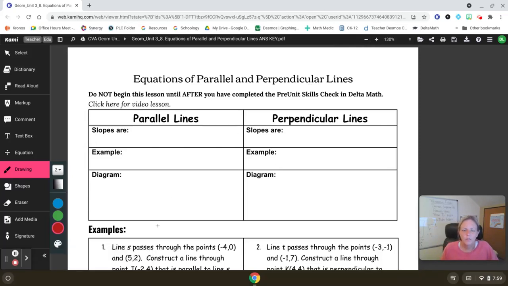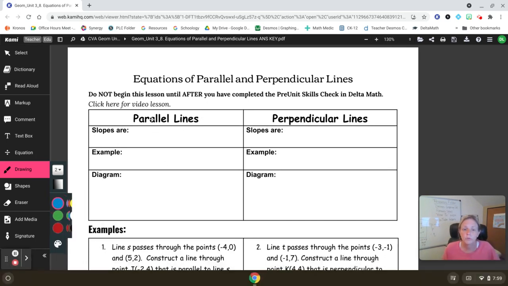In this video, we are going to cover equations of parallel and perpendicular lines. Remember, do not begin this lesson until after you've completed the pre-unit skills check in Delta Math. It will review slope and some necessary skills before we dive into this one.